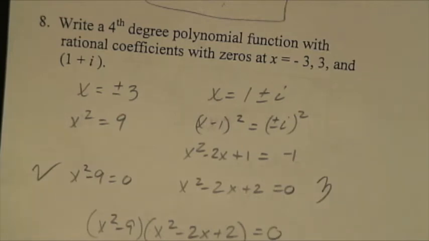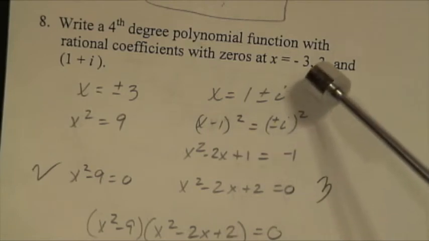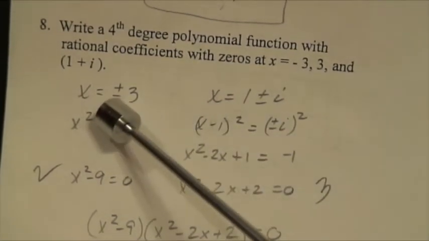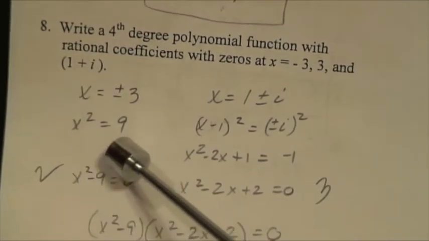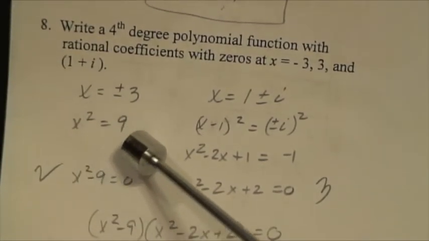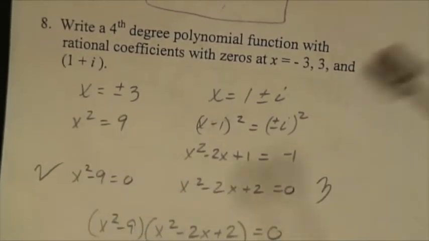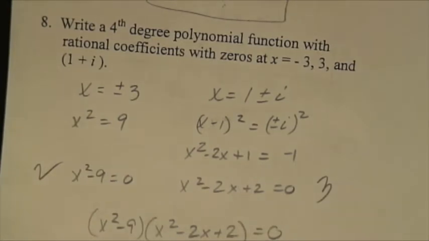We have x equals -3 and +3, and 1 plus i. So we will take these two conjugate answers, write as x equals plus or minus 3, square both sides, x squared equals 9, subtract over the 9, that gives you x squared minus 9 equals 0. If you wrote out two binomials, x plus 3, x minus 3, you'll get the same thing.